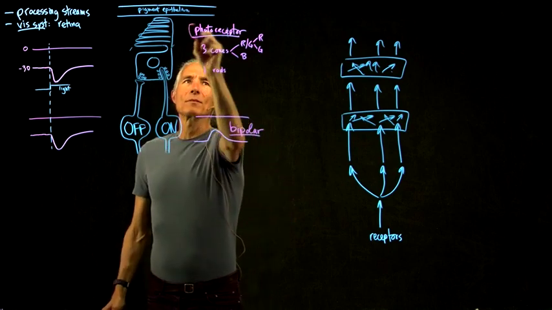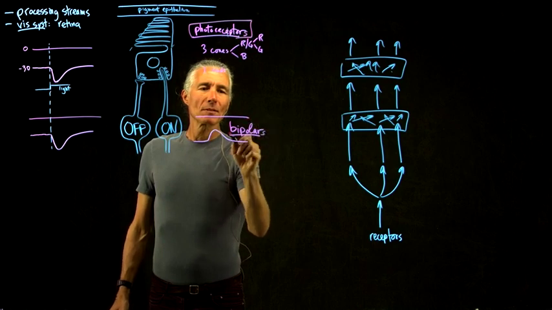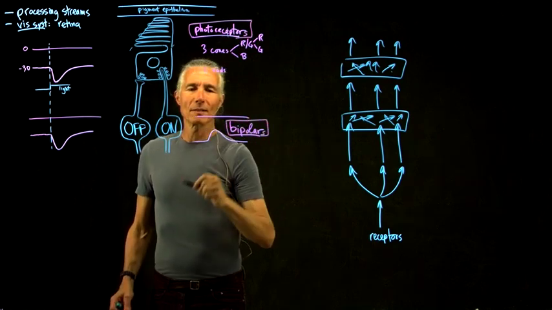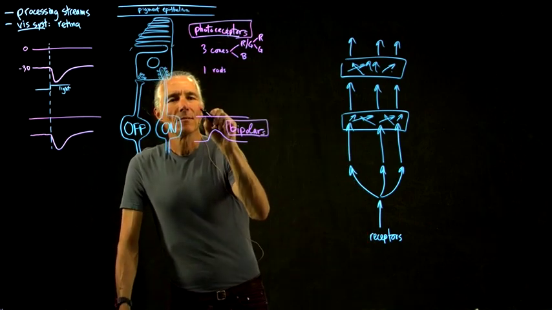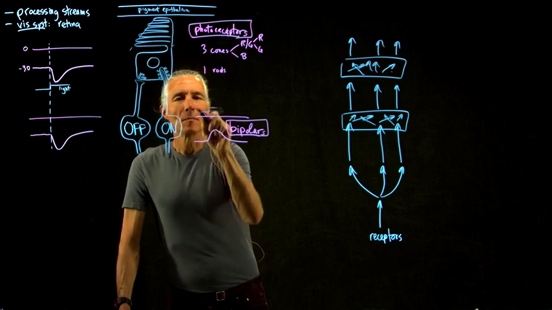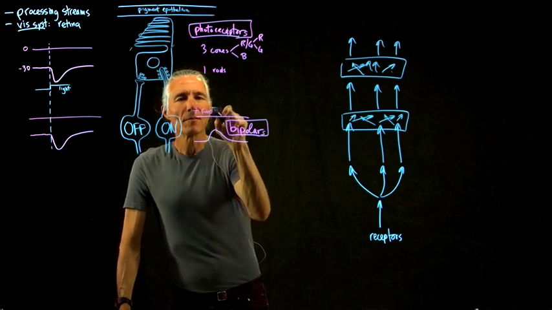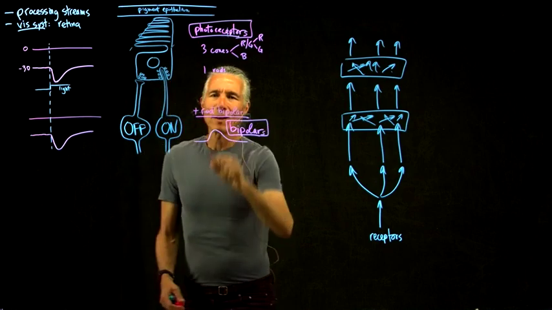Bipolar cells. So you have photoreceptors, bipolars. It turns out there's actually another one here that I didn't show you called a rod bipolar. So we'll just draw that in, plus rod bipolar. And the rod bipolar actually rewires the retina.